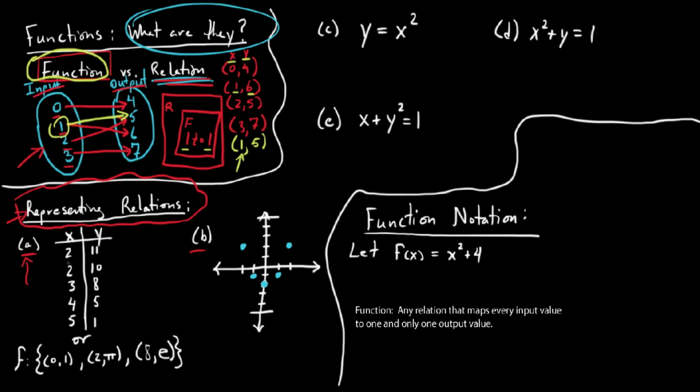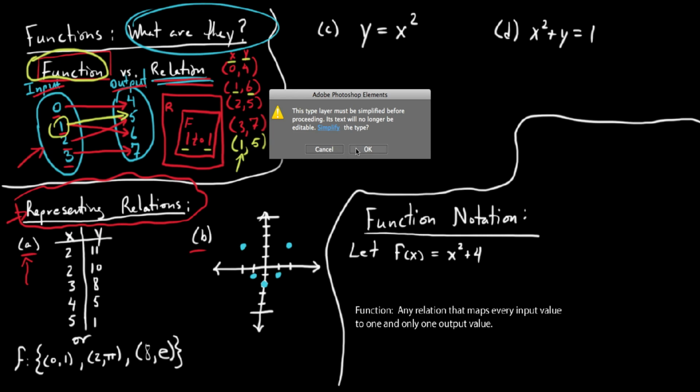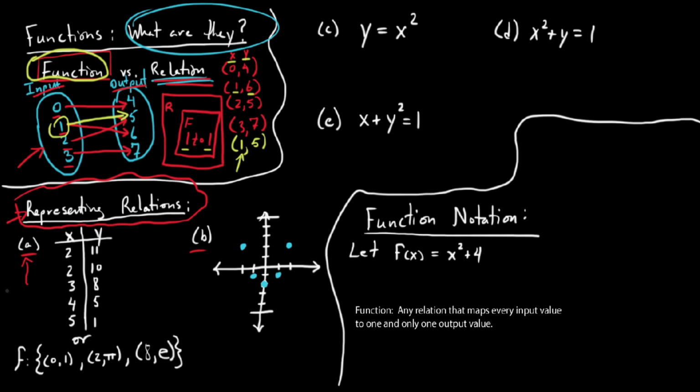But you could think of this as a series of ordered pairs. That is, every input X is being exported to some output Y. So we have 2 mapping onto 11, 2 also mapping onto 10, 3 mapping onto 8, 4 mapping onto 5, and 5 mapping onto 1. This is some relation here, but the question is, is this also a function?